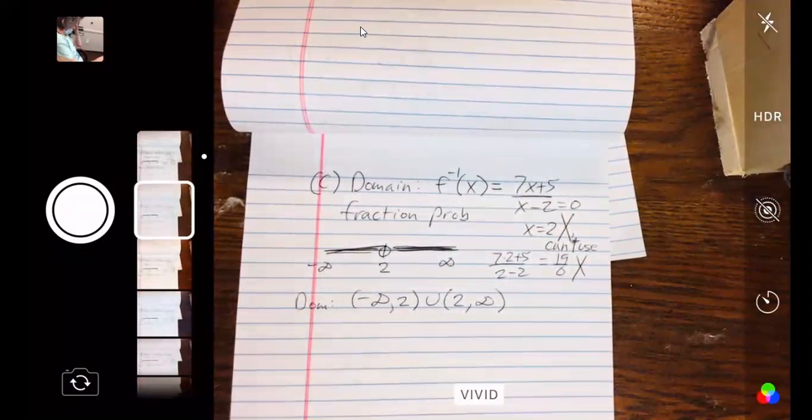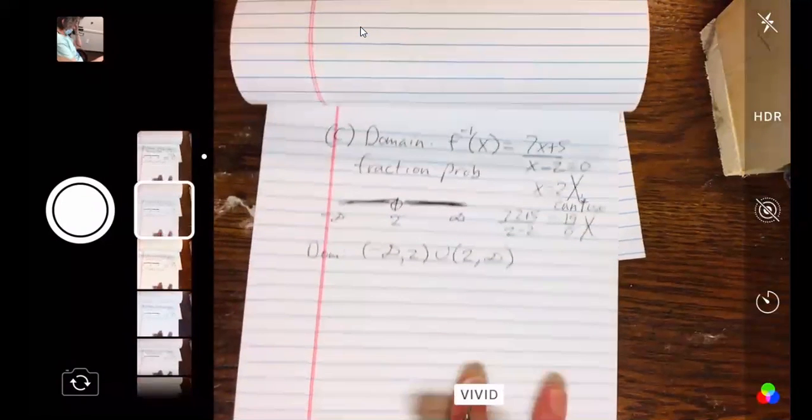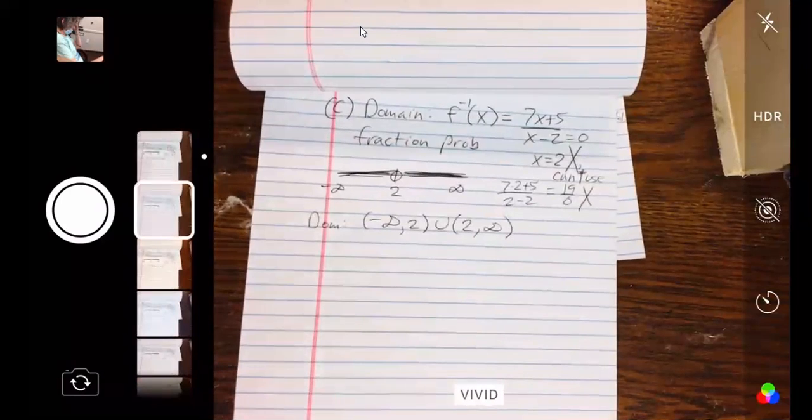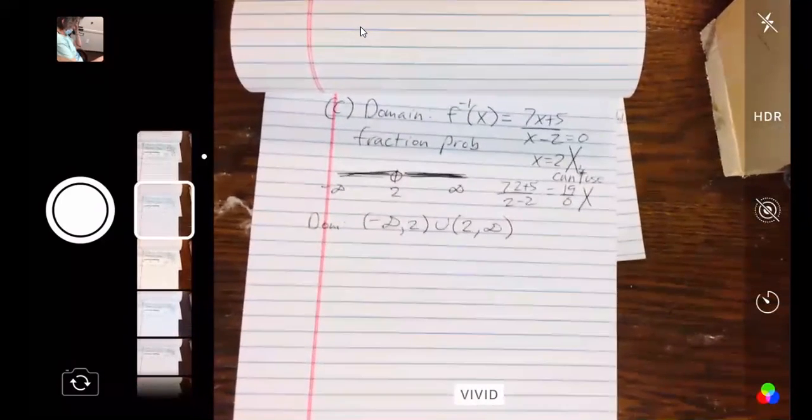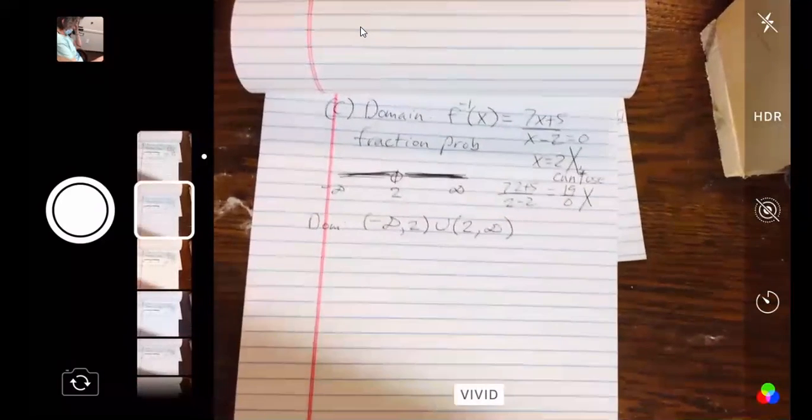I'm trying to see what else I had questions on. Okay, number 10, it was like find the domain in interval notation of a bunch of functions.